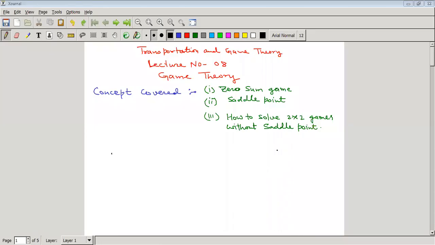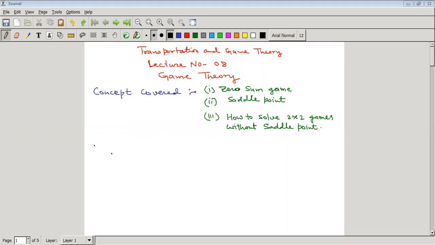Hi everyone, this is a lecture on transportation and game theory. This is lecture number 8 on game theory. Concepts covered in today's lecture are zero-sum game, saddle point, and how to solve a 2x2 game without a saddle point.